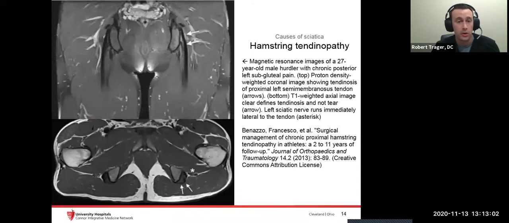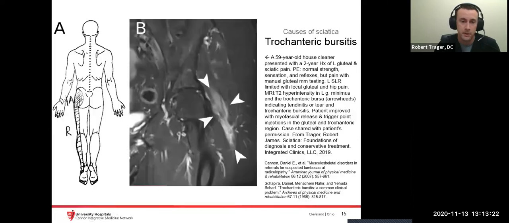This is a hurdler who developed sciatic nerve symptoms, and the surgeon went in and actually found there was an adhesion or a connection of scar tissue between the hamstring tendon and the sciatic nerve. You really can't see the scar tissue very well on MRI, but intraoperatively, they will find that sometimes. So this is just a nice example of a deep gluteal syndrome.